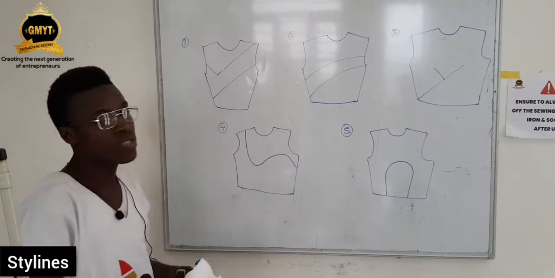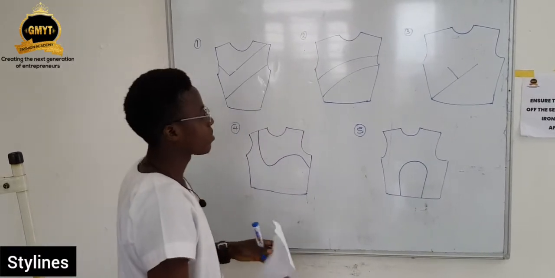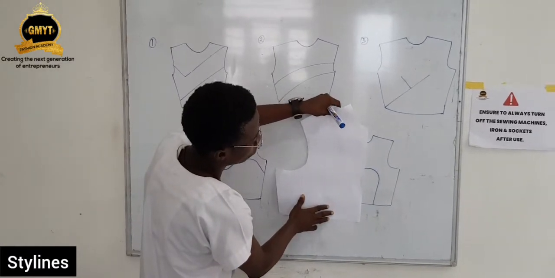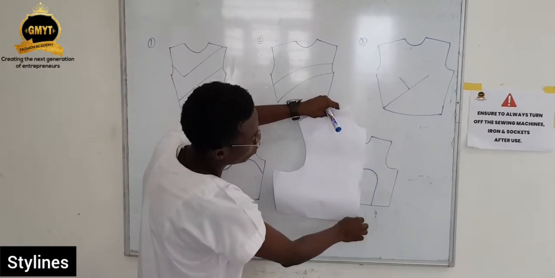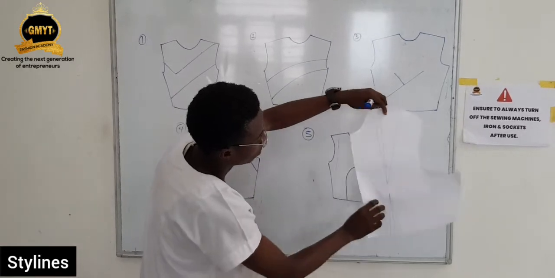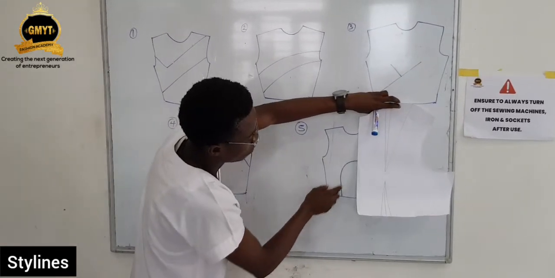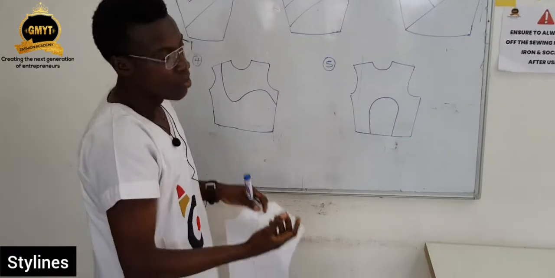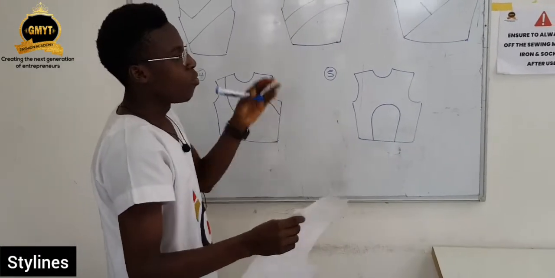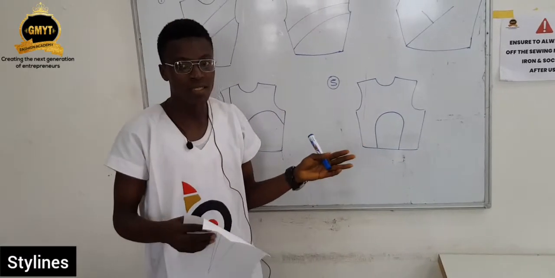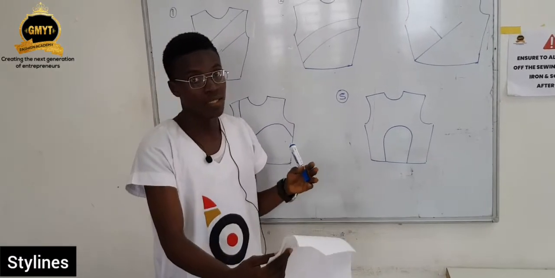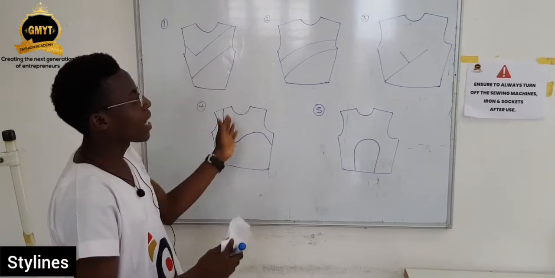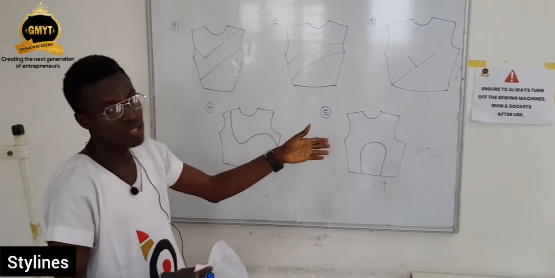But when we talk about symmetric designs now, let's take a look at this. The same style line we have here, we still have the same style line here. So it means this is a symmetric design. When we talk about symmetric, it means whatsoever is on the left side is the same thing with whatsoever is on the right side. Asymmetric designs means whatsoever is on the left side is different from whatsoever is on the right side.